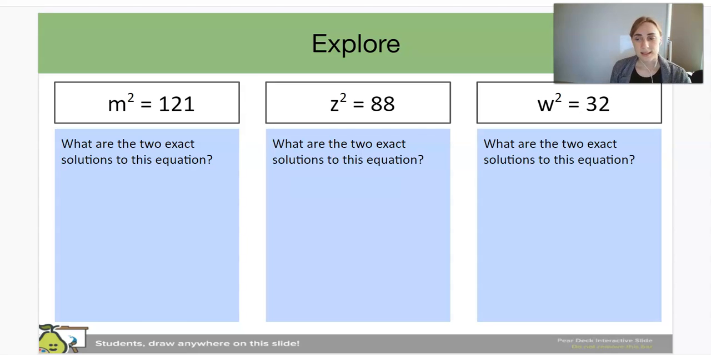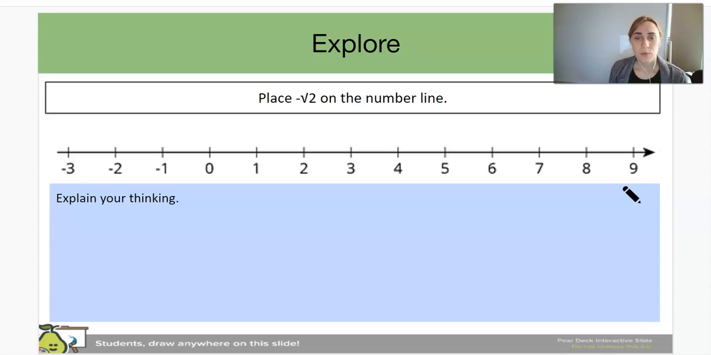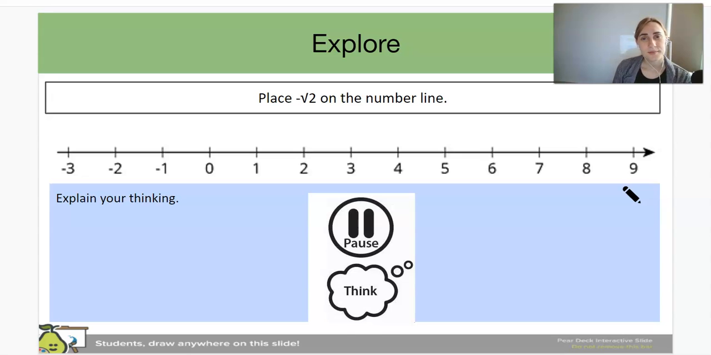Next, we're moving on to slide F. We're going to place the negative square root of 2 on the number line. We've talked about the square root of 2 before in our previous lessons. Think back to that and explain your thinking about where negative square root of 2 should be on the number line. Pause and think.